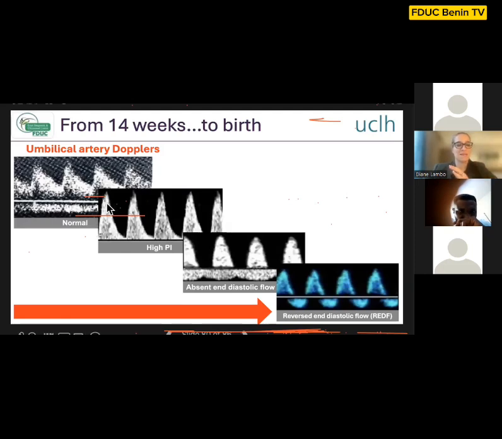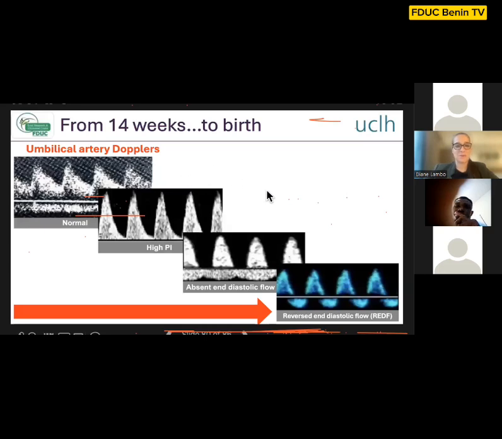So what you would then find is high resistance, with a high pulsatility index as your marker of resistance. You can see that in diastole, the amount of forward flow is greatly reduced when you compare it to the image to the left. And this becomes so severe that you then get absent diastolic flow completely, followed by reversed end diastolic flow in the image all the way to the right. So this tends to be the progression of the umbilical artery Dopplers, from a nice healthy one all the way to one that is severely growth restricted, requiring delivery fairly imminently.